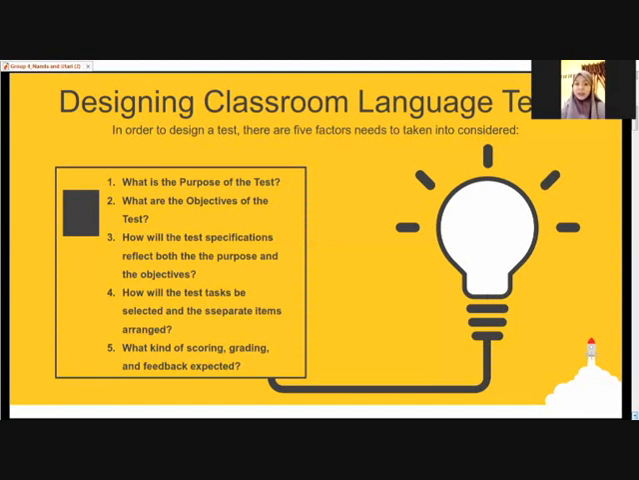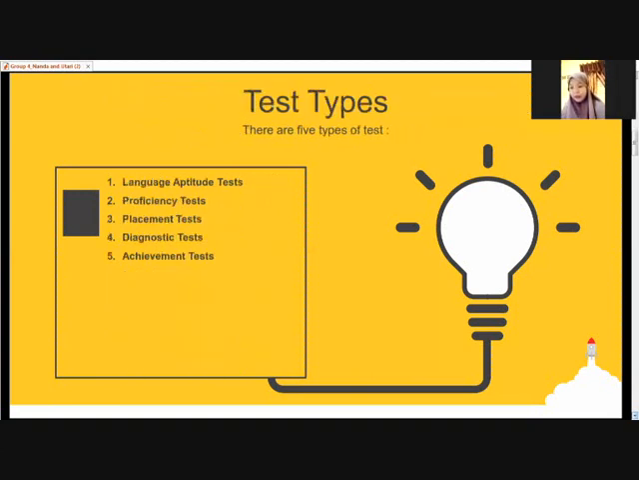And the last is, what kind of scoring, grading, and feedback is expected? As we know, tests vary in the form and function of feedback depending on their purpose. For every task, the way results are reported is an important consideration. These five questions should form the basis of your approach to designing tasks for your classroom. Okay, next.